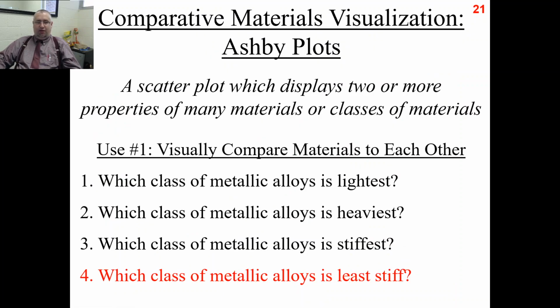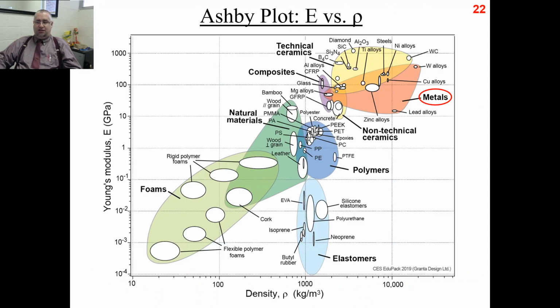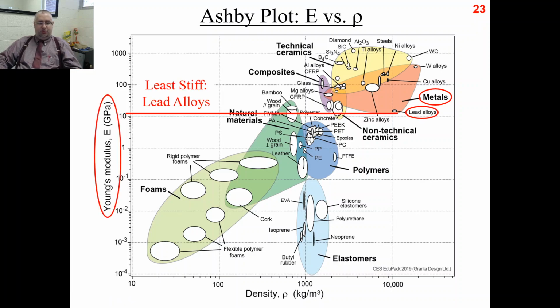Now, what about the least stiff of the metal alloys? Now we're looking for the lowest Young's modulus amongst all the metals. Let's go back to our Ashby chart. Again, we're looking in the metals category, and the least stiff is going to be the one that's the lowest along the y-axis. If I cruise along here, it looks like lead is going to be my least stiff of the metals, and yep, that's what I picked.